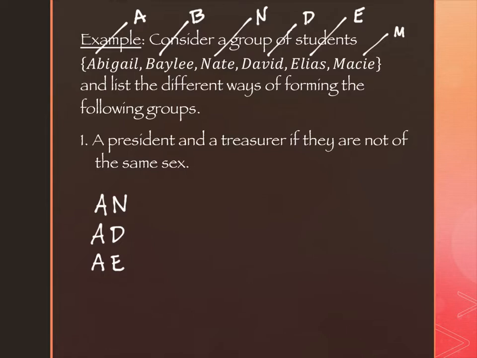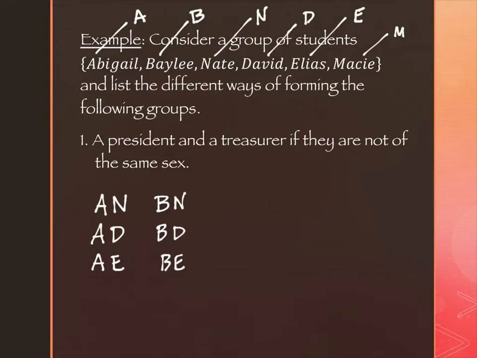So let's just go down the list. That's what I was doing before. Bailey would be next. So it could be that I don't have Abigail as president, but I have Bailey as president. She's another female. So if I have Bailey, who could I pair her up with? Nate, David, or Elias. Same as before, right? So that's Bailey as president.